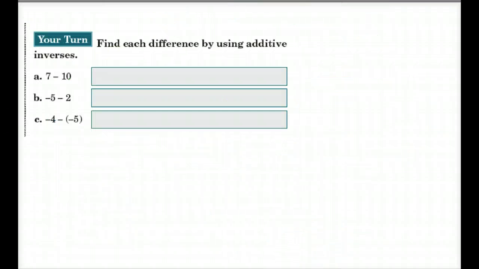All right. Next one, your turn. Find each difference using additive inverse. So rewrite the problem using the additive inverse. If you need to, use some number lines and check back for your answer.